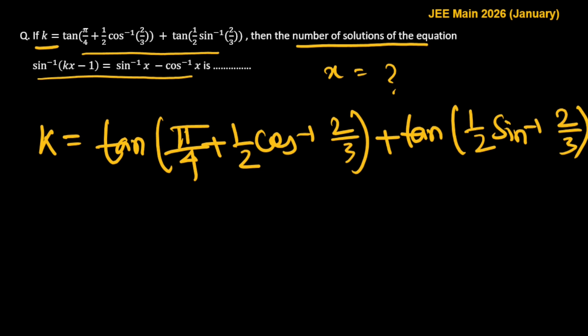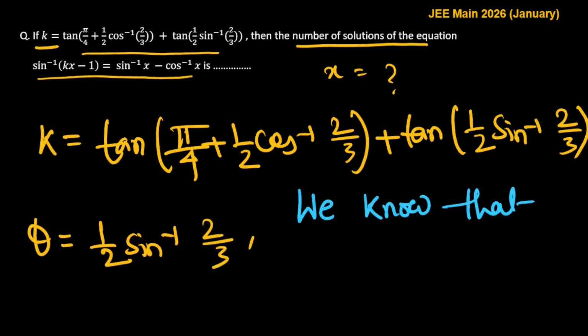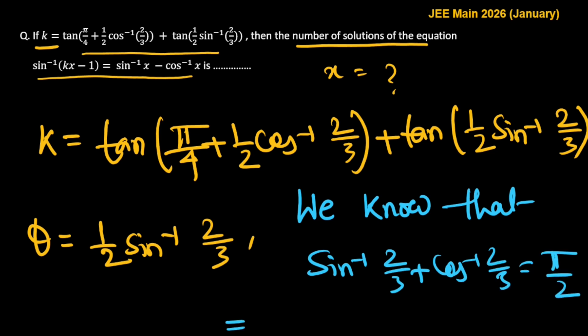Let us define theta is equal to half sine inverse 2 by 3. We know that sine inverse 2 by 3 plus cos inverse 2 by 3 is equal to pi by 2. So actually we define this as theta, and we want to find this value in terms of theta. That's why we write sine inverse of 2 by 3 plus cos inverse of 2 by 3 is equal to pi by 2. This is the identity.